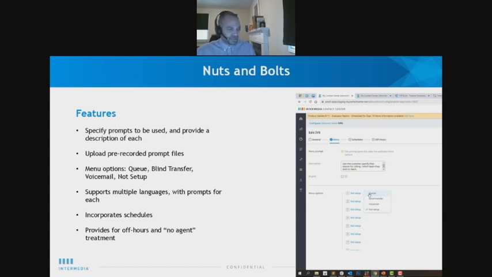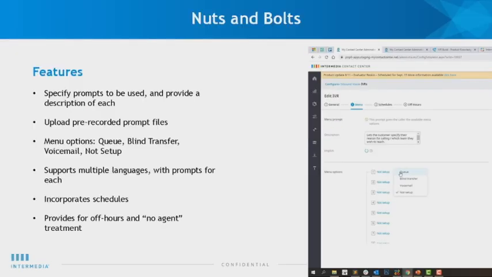Nuts and bolts. Features. This is the kind of stuff that you and or the customer will be asked for in Easy-IVR. Just so you can see this a little bigger, I'm going to stop my webcam and you'll get a little more real estate on the screen. There we go, a little better. Okay. So you'd specify the prompts to be used, or they would, and provide a description of each, right? You'll upload the pre-recorded prompt files. Again, that's WAV format, please.